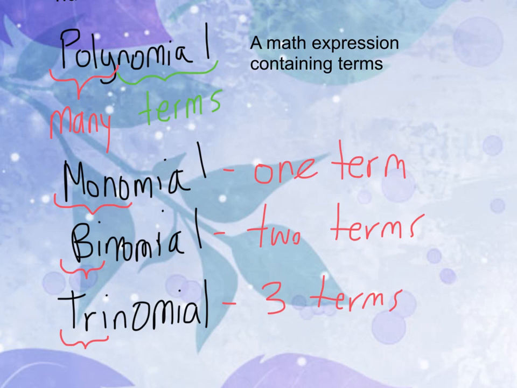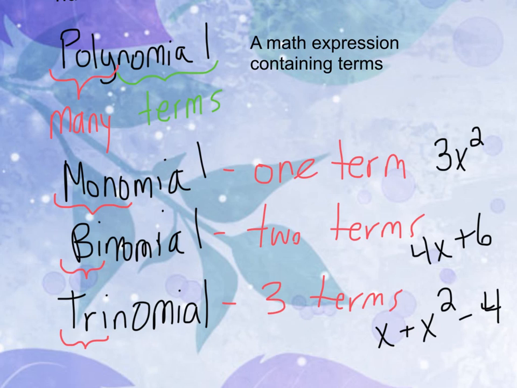So I'll give you a quick example. A monomial could be 3x squared. That's just one term. A binomial could be 4x plus 6, and a trinomial could be x plus x squared minus 4. So there's three terms in that one. And if you ever encounter polynomials that have more than three terms, they're just simply called polynomials.